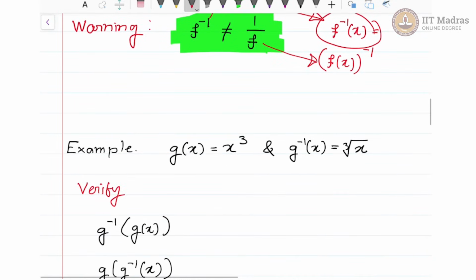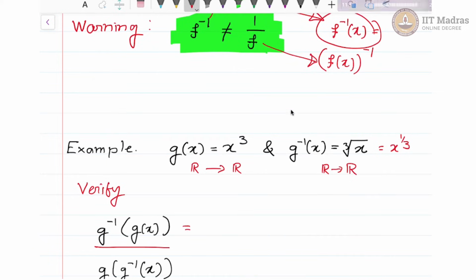G of x is equal to x cube and g inverse of x is cube root of x. This you can write as x raised to 1 by 3 as well, so that it is simple to verify. Okay, so now you want to verify that the given functions are actually inverses of each other. So in this case, let us first identify the domains. It's a real line to real, and the range is real line. So naturally for inverse also it's real line to real line. No question about it. So let us talk about g inverse g of x.